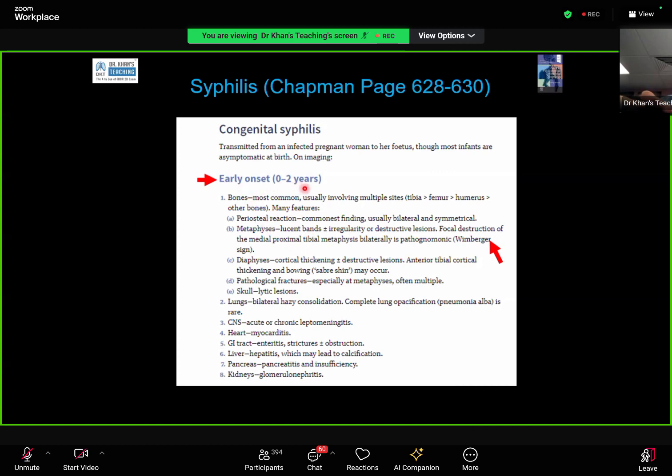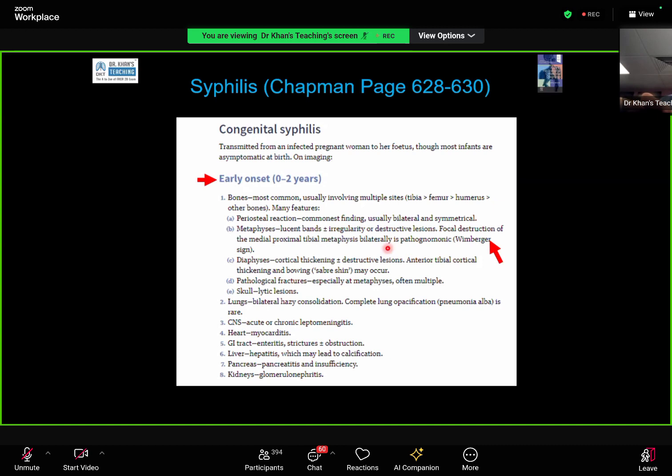Early onset 0 to 2 years. Which bones are most commonly involved? Tibia, femur, humerus. Periosteal reaction, common find, bilateral symmetrical. Metaphysis, lucent band and irregularity distal. Focal destruction of medial, look at this. Focal destruction of medial proximal tibial metaphysis, bilateral, is pathognomonic of Wimberger's sign. Pathognomonic. End of story. This is what I tell you.